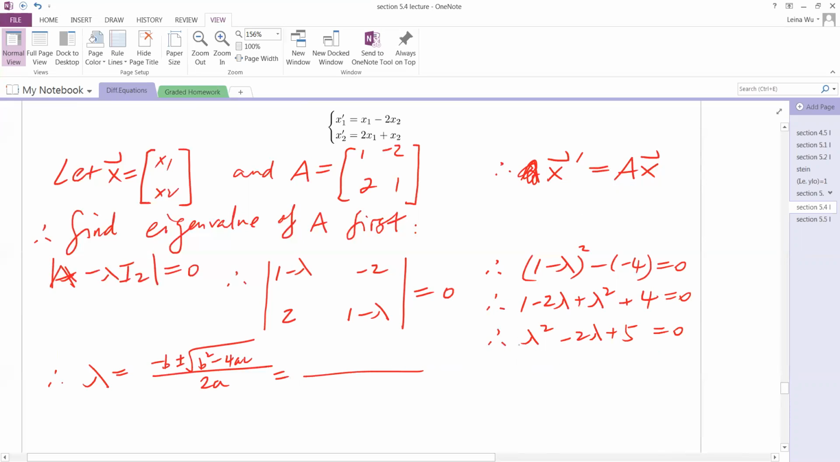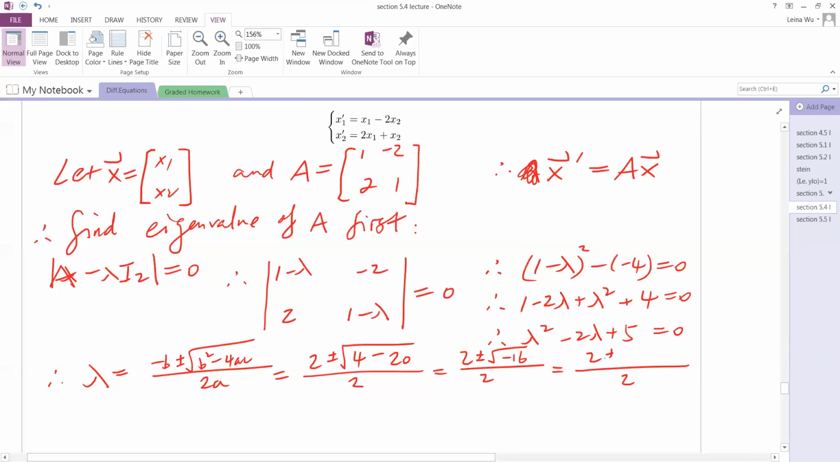Okay. 2a, a will be the coefficient of lambda squared, which is 1. Negative b will be 2, plus minus the square root of b squared, which is going to be 4, minus 4ac. So 4 times 1 times 5, right? Which is 20. Okay, so you come down to 2 plus minus the square root of negative 16, which implies a complex number coming up.